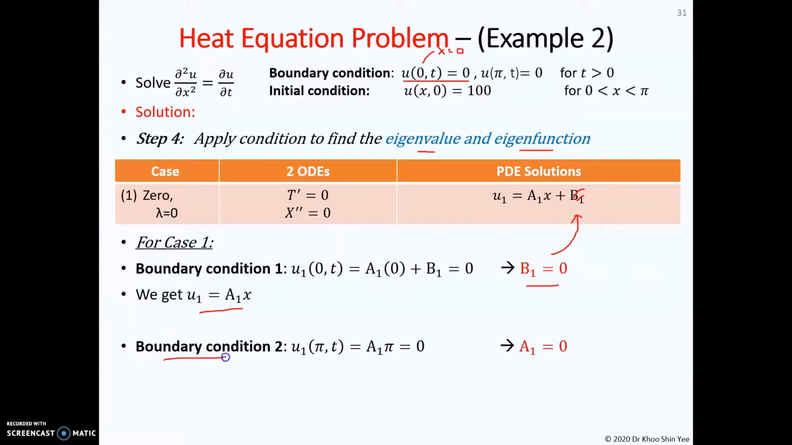You continue with the second boundary condition. Substitute x equal to pi, then you should obtain your u equal to 0. So let's substitute x equal to pi here, your u will be equal to 0. Then when you compare, the x is not equal to 0 here, therefore your a1 must be equal to 0. So you obtain a1 and b1 equal to 0. If you substitute inside the original equation, you obtain your u1 equal to 0. Therefore, there is no solution in this case.